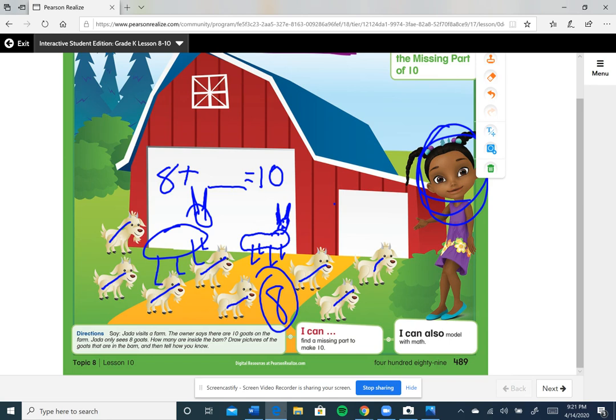You know what comes after 9? 10. All right, so now I have 10. Let's double count. 1, 2, 3, 4, 5, 6, 7, 8, 9, 10. How many did I draw? 1, 2. Is 8 plus 2, does that equal 10? It does. Very good.